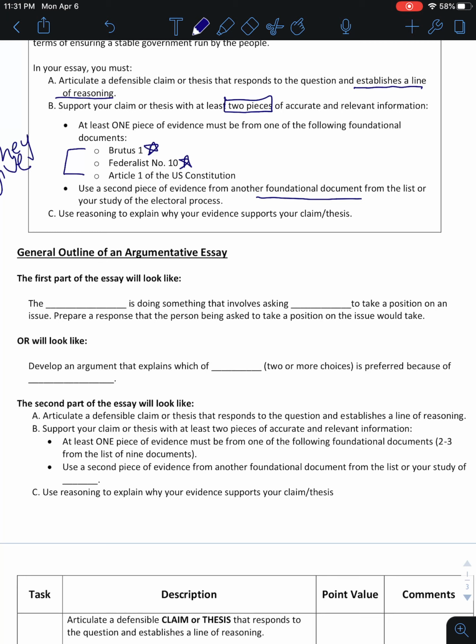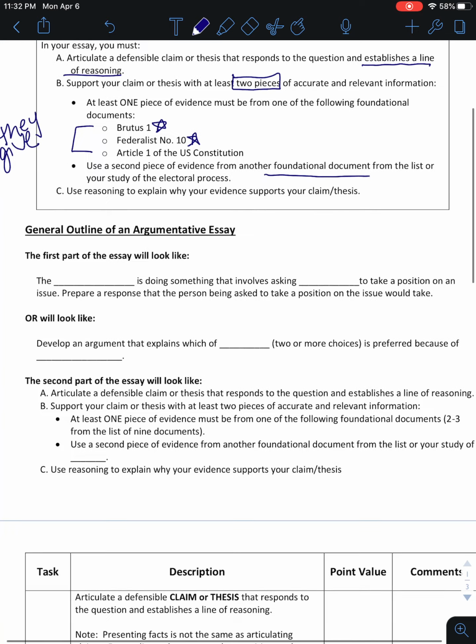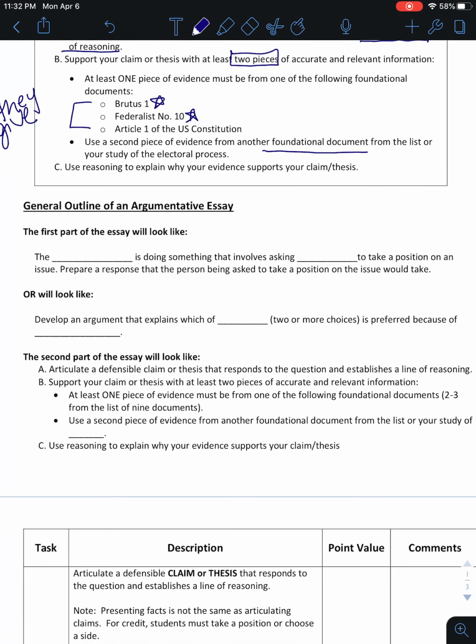Support your claim or thesis with those two pieces of relevant evidence, and one piece of the evidence must be from those foundational documents. Use the second piece of evidence from another foundational document or your study of, and then it'll always be, so in this case, it's the election process, so it would be from the election process. And then C, use reasoning to explain why your evidence supports the claim to the thesis.